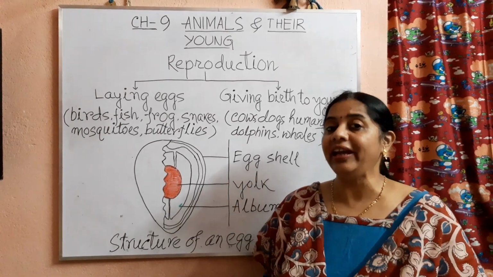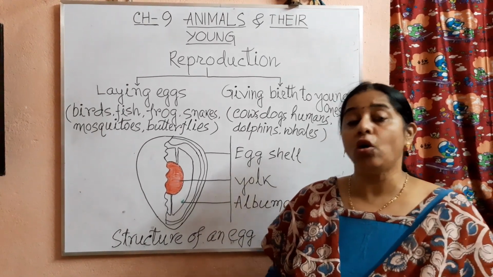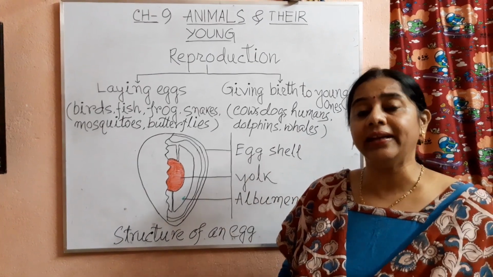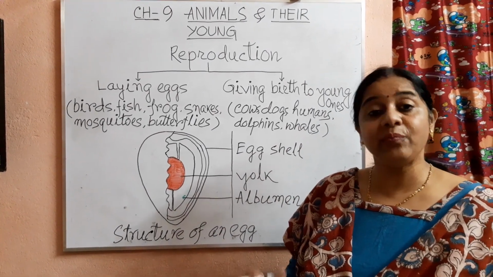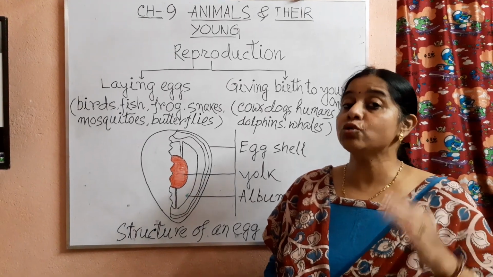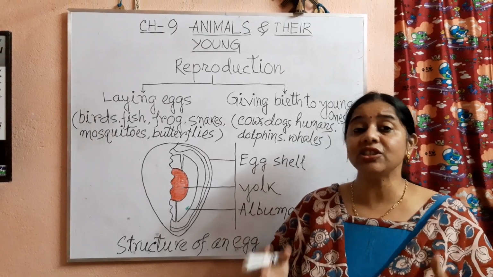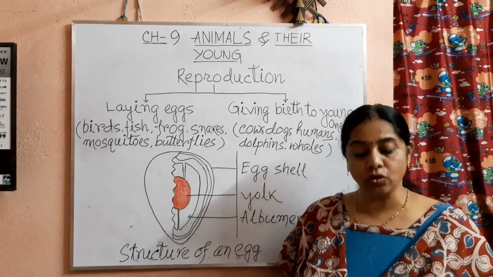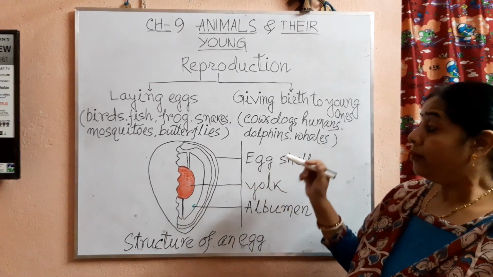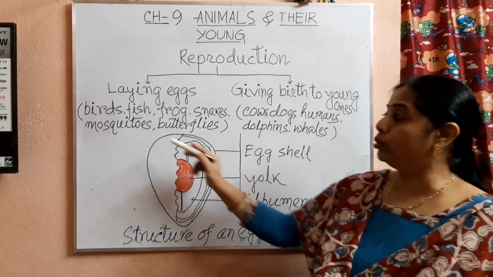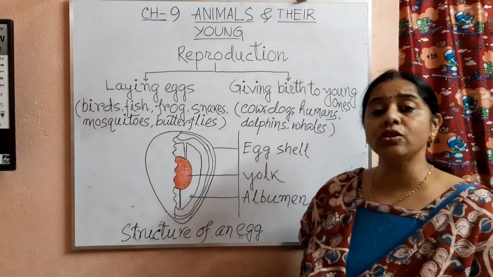The largest egg is the ostrich egg and its outer covering is so thick. It is heavy in weight. If you stand on it, it will not break. It is the largest egg. Understood? Children, among egg-laying animals, first we will study about birds, the eggs of birds.